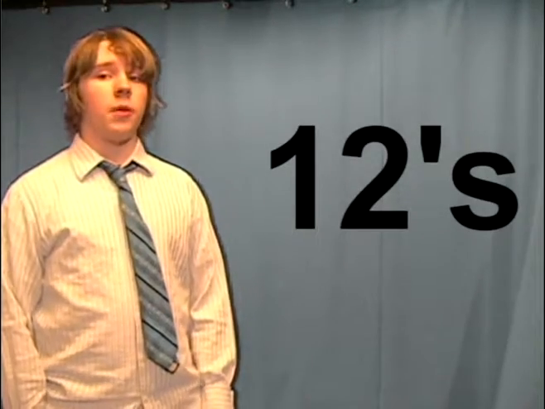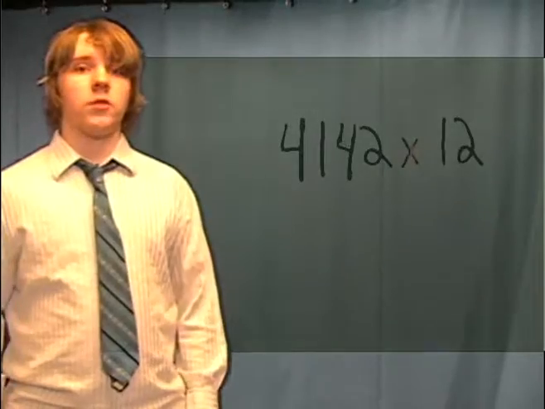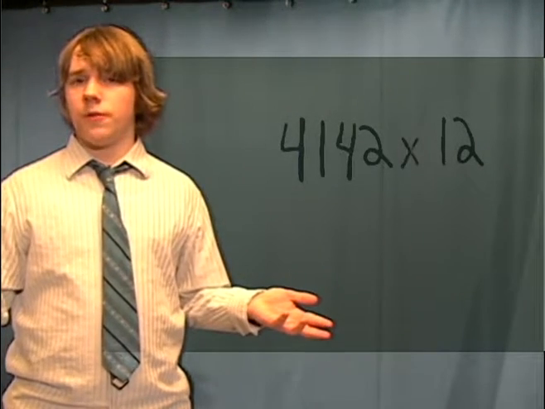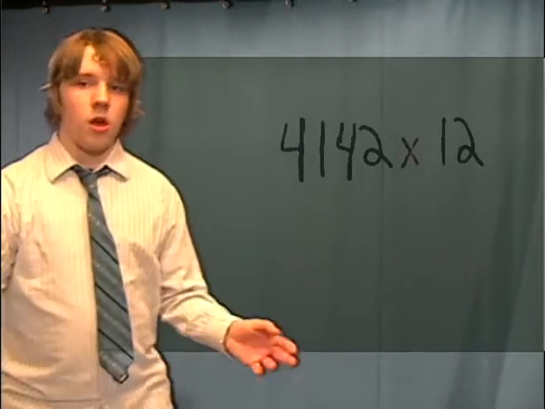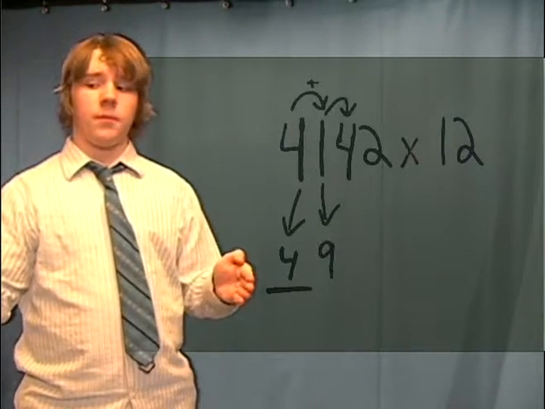Now let's move on to multiplying by 12. Okay, so we already all know about the slower way. So let's just skip on and do all the quick ways instead of having to be explained over and over again. Okay, so our example now is going to be 4,142 times 12.